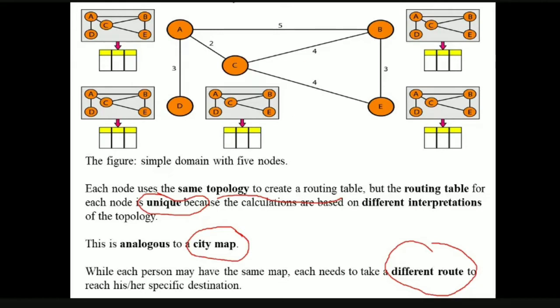So for this also, the topology of the complete network is the same for each and every node. But how each node goes from that particular node to the other nodes is going to differ. The route map here, in the sense of the network, is the routing table, which will be different. This is the main thing we have to remember about the link state routing algorithm.